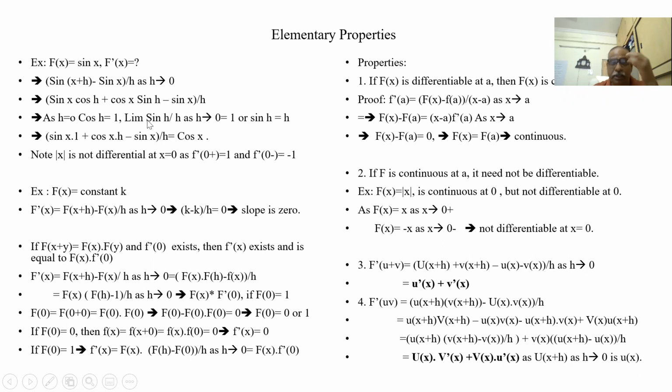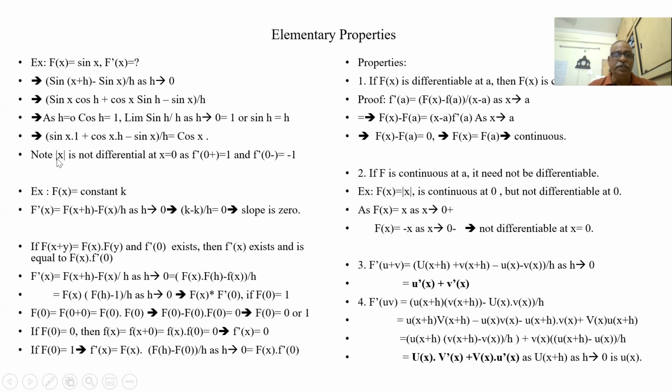We have seen earlier in limits and continuity, this is 1 because as h tends to 0, sin h becomes h itself. So h and h getting cancelled. So the answer is cos x. That is why we know differentiation of sin x is cos x and differentiation of cos x is minus sin x. Because cos of x plus h is cos a cos b minus sin a sin b. So minus sin x is the further cos x differentiation.